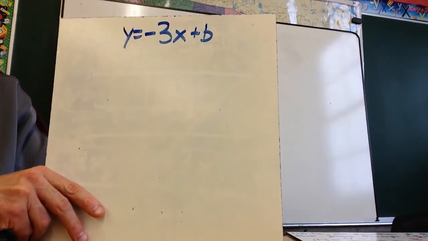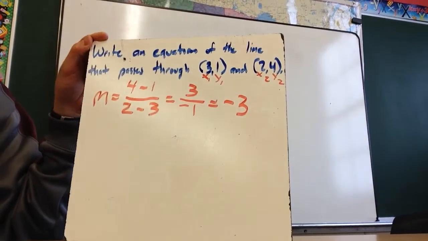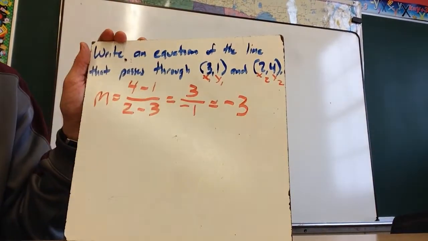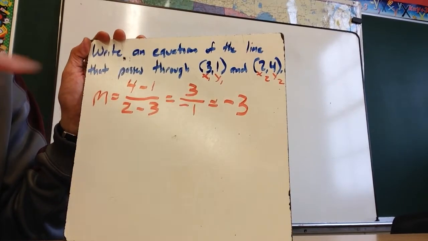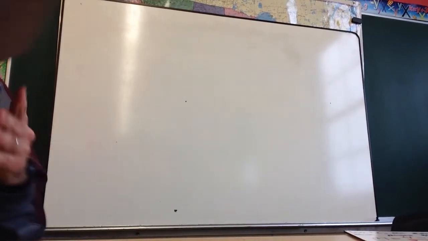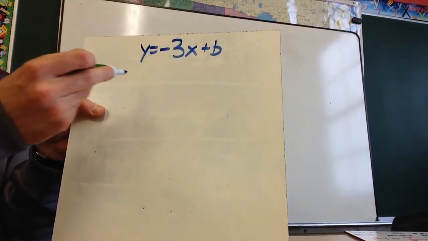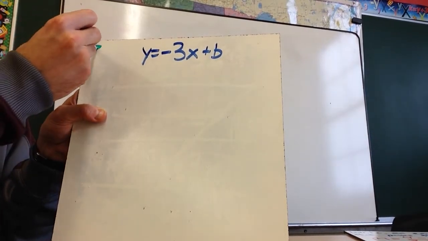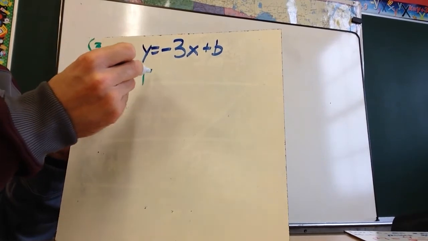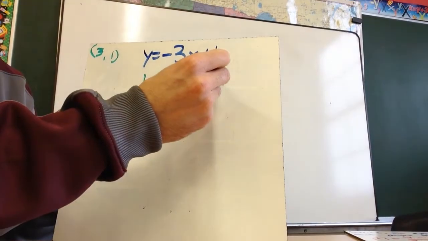Let me come to a new slide. So I'm going to use this formula. Now, coming back to this one for just a moment, I can pick either of these 2 points as my x or my y. It really doesn't matter. I'll pick the first one. So my x is going to be 3 and my y is going to be 1. So I'm going to substitute 1 in for y, using the point (3, 1), in y equals negative 3 times x plus b.